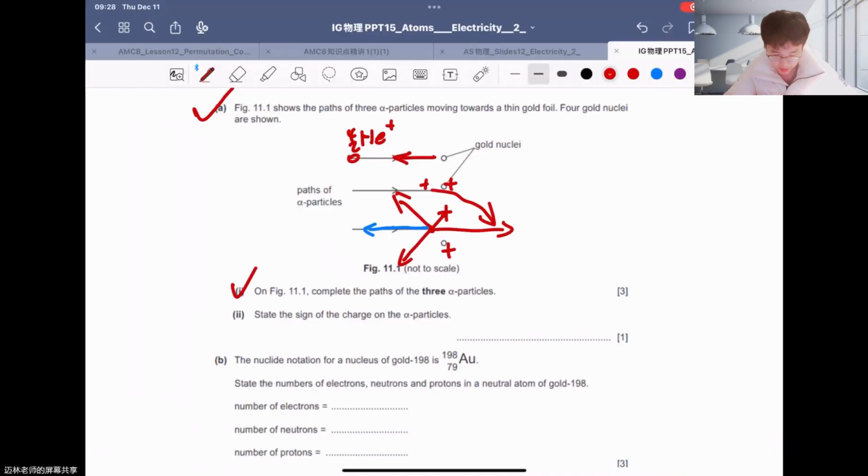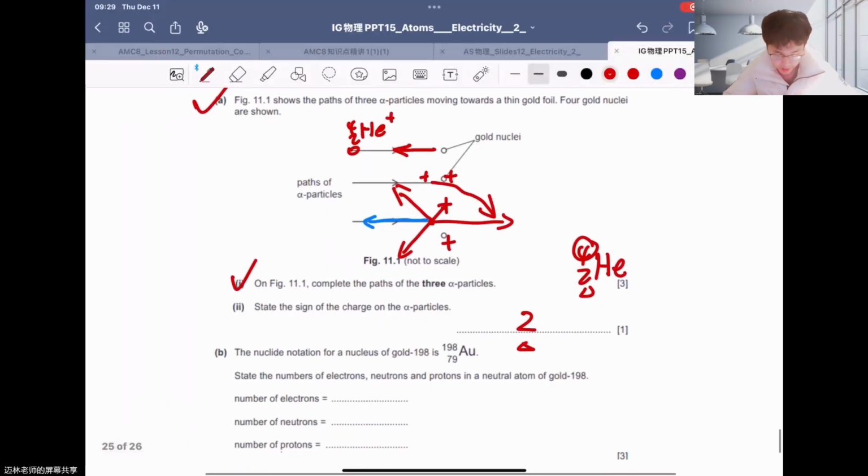And the second problem is to state the sign of the charge on the alpha particle. So we can say it's 2-unit charge, right? Because the alpha particle is helium-2, 4. And 2 means the proton number and the positive charge number, right? And 4 here means the relative mass number. Okay, so finally we're choosing 2.